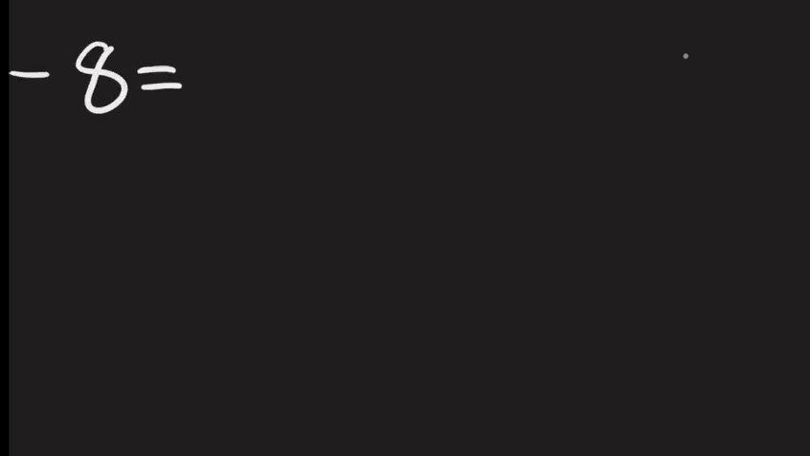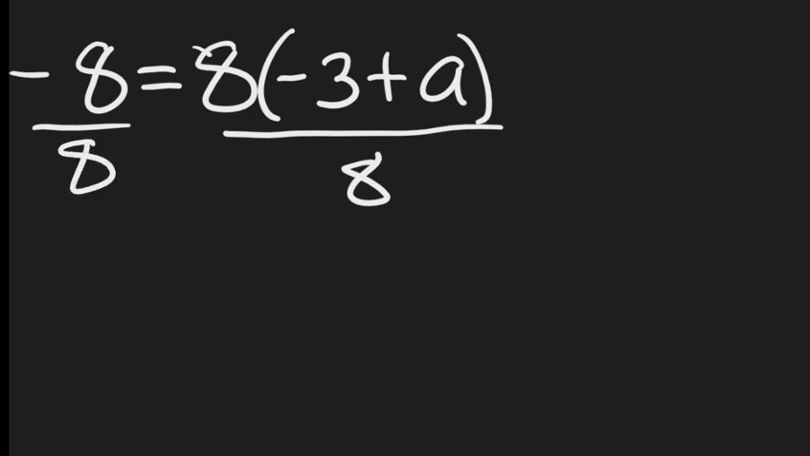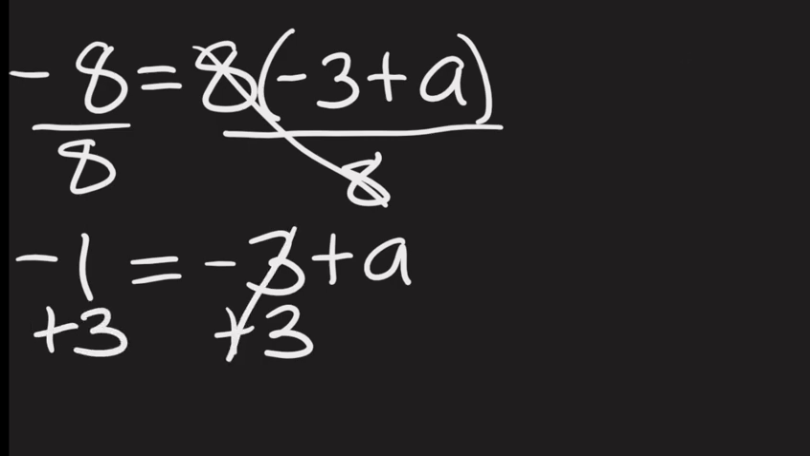Next we have negative 8 equals 8 times (negative 3 plus a). The first step is to divide each side by 8. On the left side we're going to have negative 1. On the right side we're going to have negative 3 plus a. The last step to get a by itself is to add 3 to both sides. And we will end up with 2 equals a.